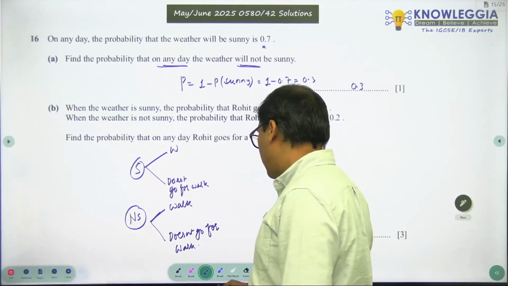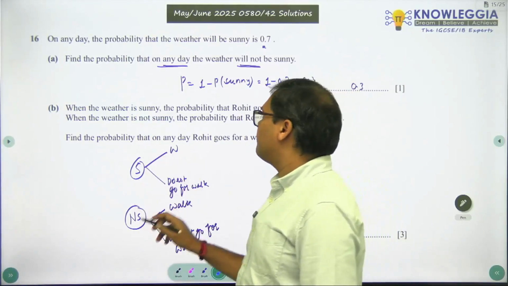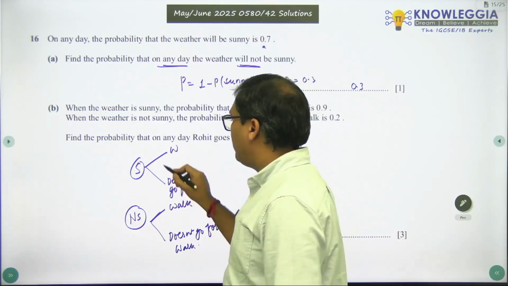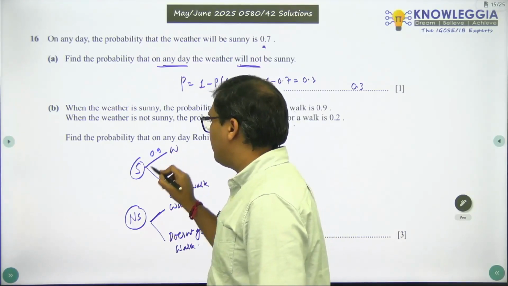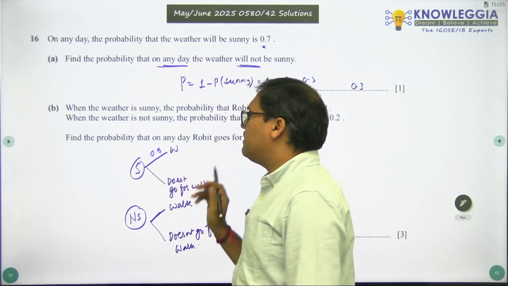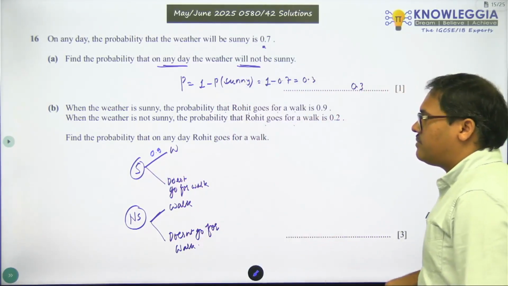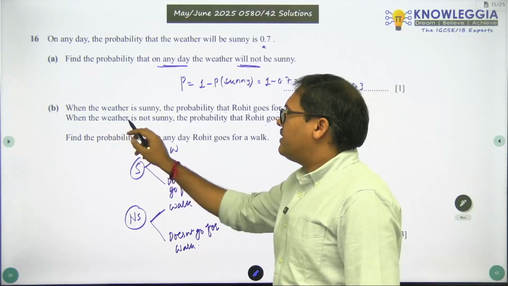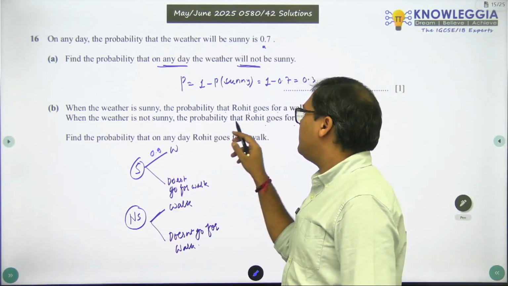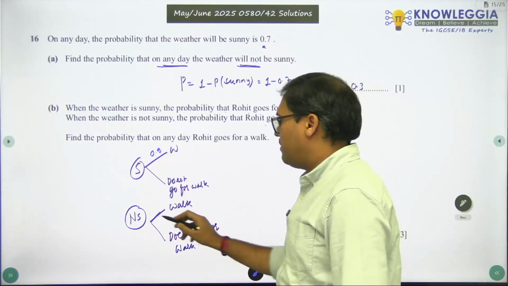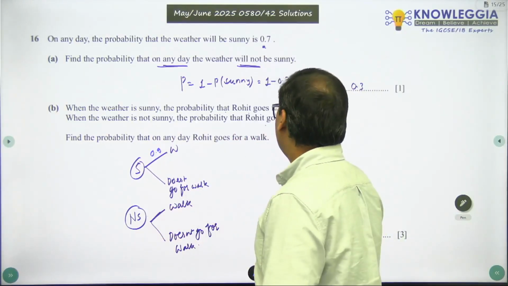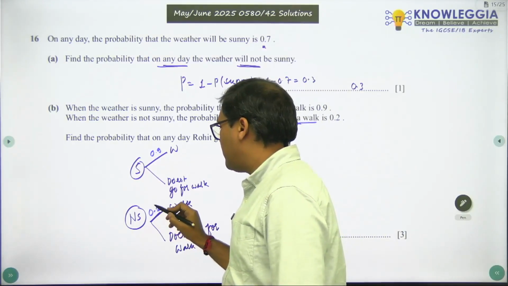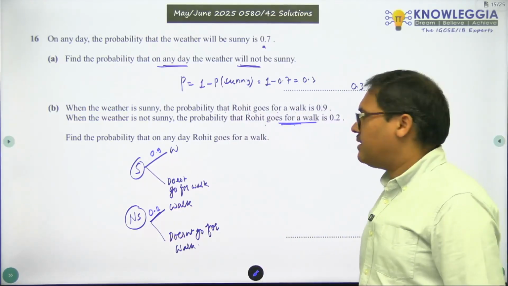Now see, let's read the question. When the weather is sunny, the probability that Rohit goes for a walk is 0.9. So this is 0.9, correct? When the weather is not sunny, the probability that Rohit goes for a walk is 0.2. So this branch has probability 0.2. I hope this is clear.